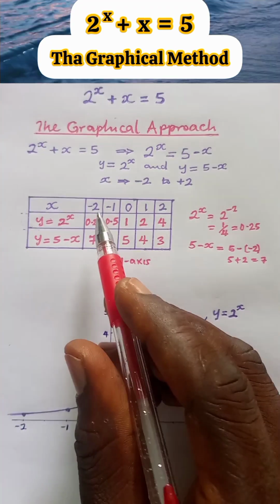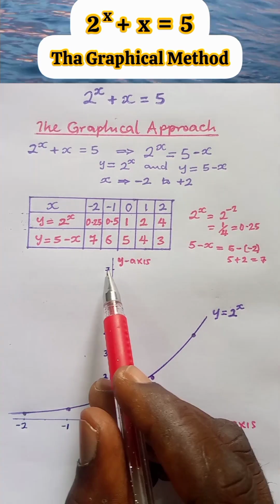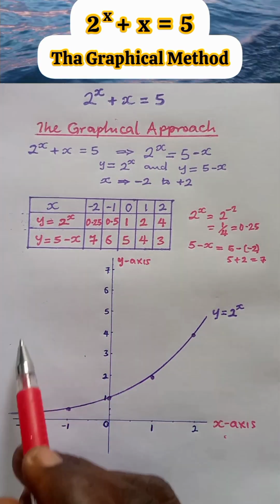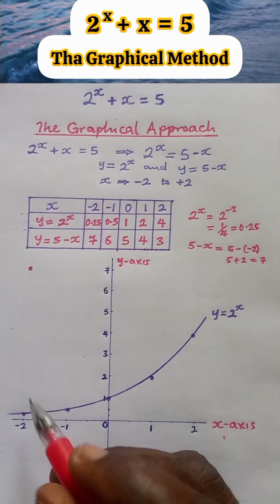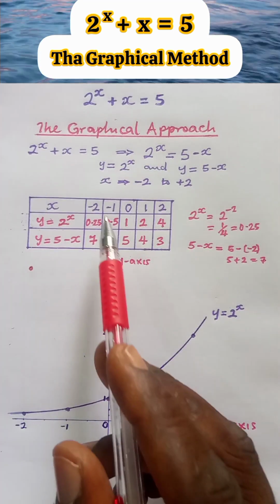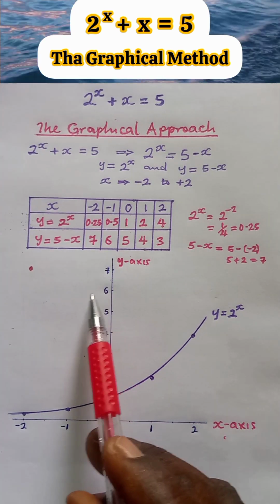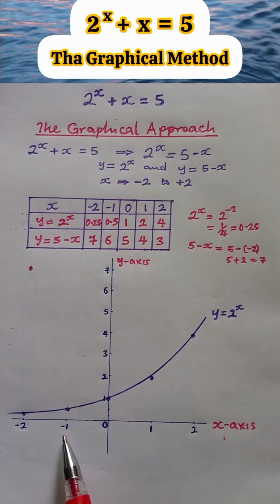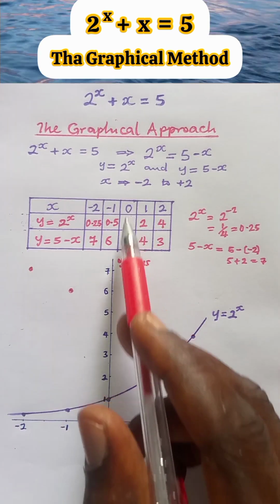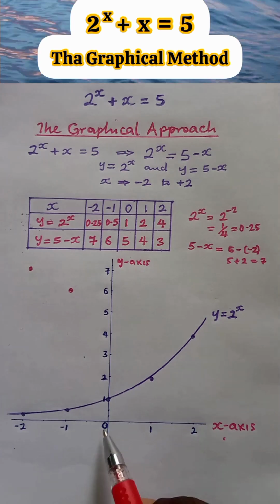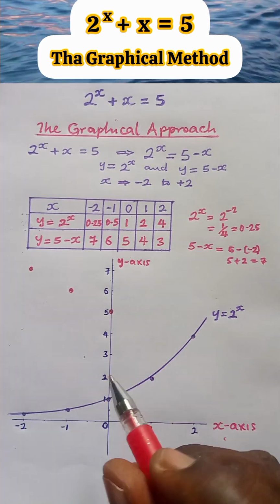We have that when x is negative 2, y is 7. We have the 7 point here, trace it to this point, and we have our dot there that corresponds to 7 and negative 2. When x is negative 1, y is 6. Look at the point 6 here. We have our dot here that corresponds to 6 and negative 1. When x is 0, y is 5. We put our point here.